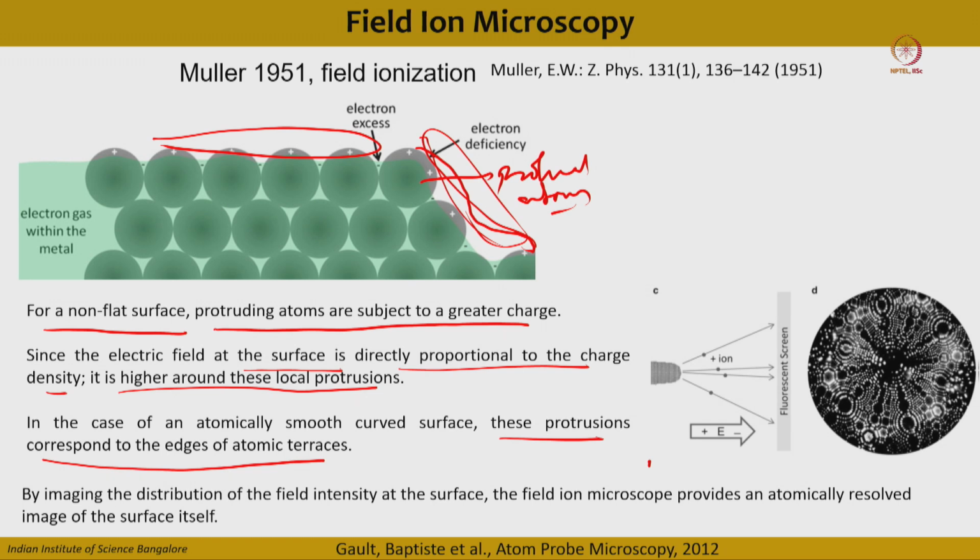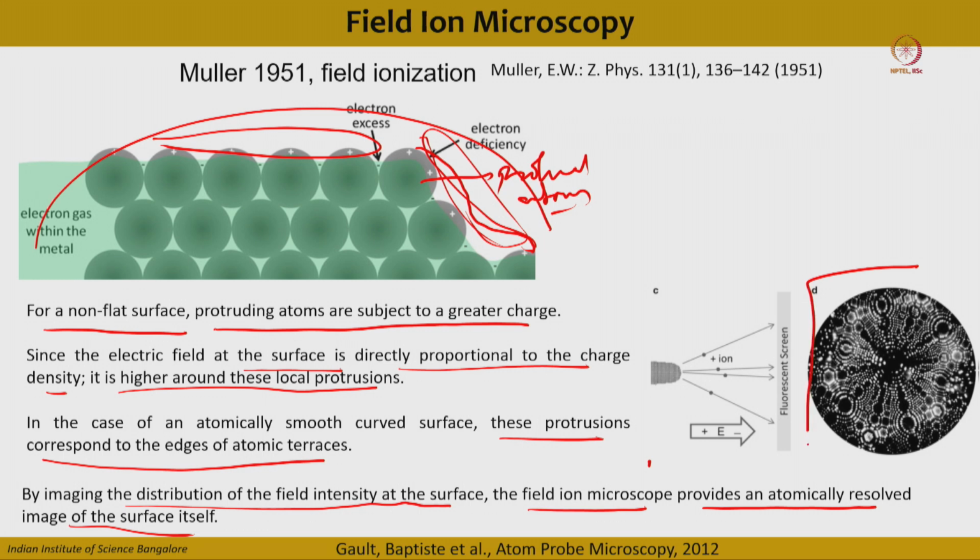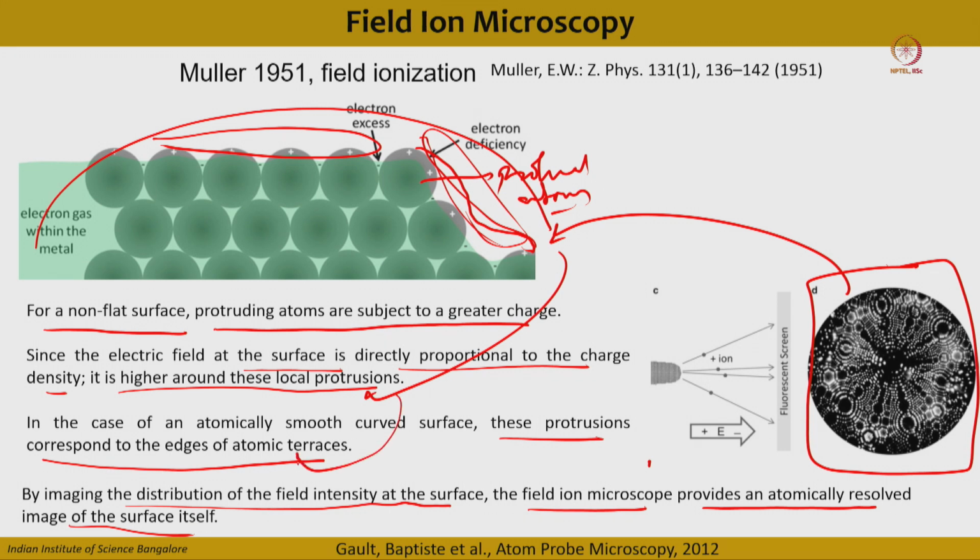Then by imaging the distribution of field intensity at the surface, the field ion microscope provides an atomically resolved image of the surface itself. So this image on the right side is the image of the electric field distribution across the tip, which is directly related to your local protrusions, the atomic terraces, and which also gives the crystallographic information. This is how Mueller developed this technique in 1951.